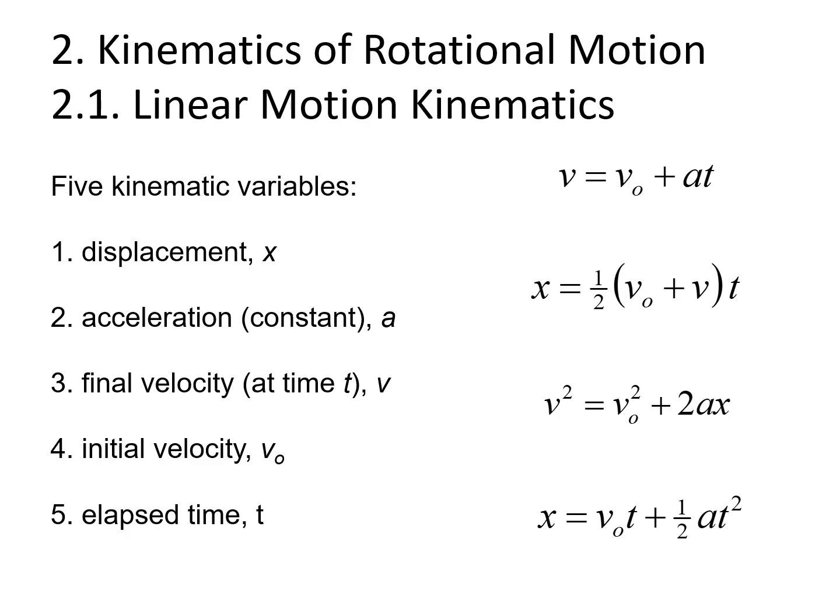Before writing rotational kinematics equations, let us recall the five variables used in linear kinematics with constant acceleration. The five variables are displacement, acceleration, final velocity, initial velocity, and elapsed time. In linear motion, displacement tells us how far the object moves along a line. Acceleration tells us how quickly velocity changes. Initial velocity is the velocity at the start, final velocity is the velocity at the later time, and time tells us how long the motion lasts.